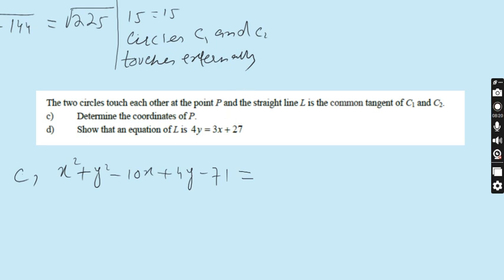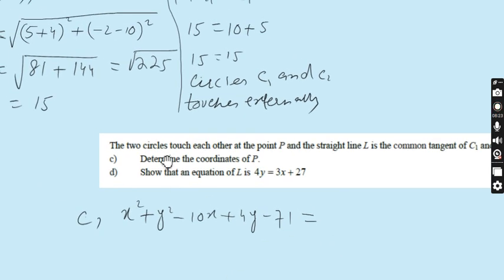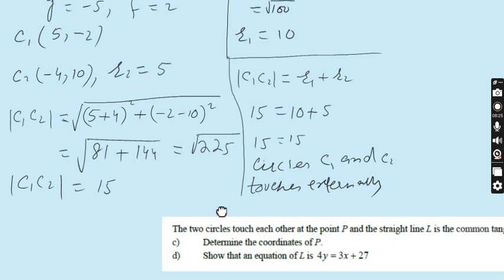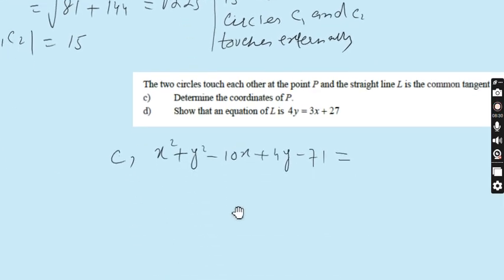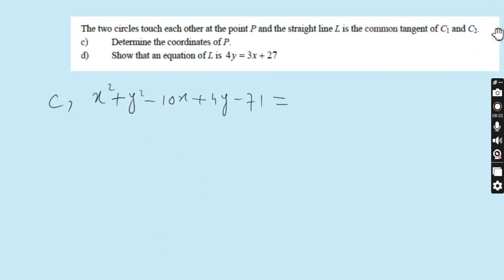Students, the second equation is not given, but you can easily write it because the center and the radius of the second circle are both given. So the second equation must be x, and the center is minus 4, so minus minus plus 4 square, plus y minus 10 square, and the radius is 5, so it is minus 25 because r square is 25.